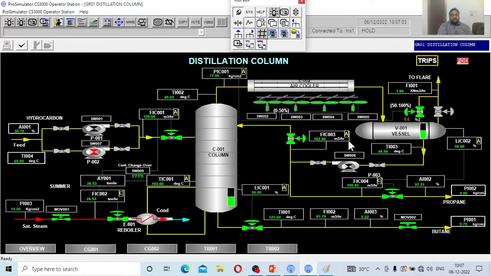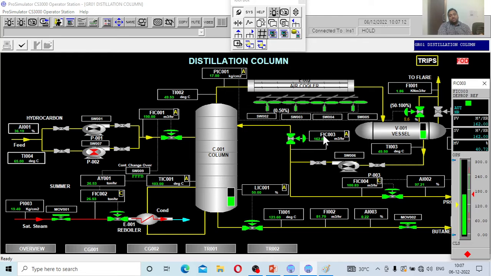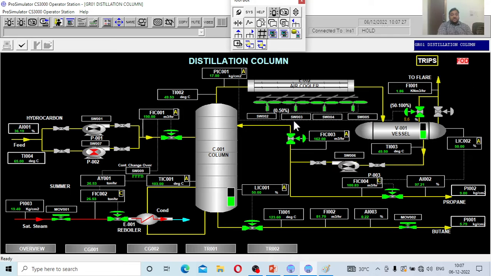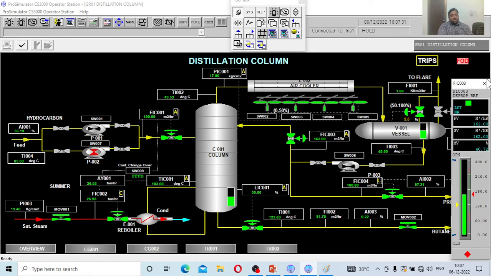Okay, and this is very simple. You can see the reflux. The reflux drum is not connected to anything else. It is simply how much reflux you want to send. You can simply control it. Presently the reflux is going at 162 meter cube per hour. If you want to increase the reflux, you just give a higher set value, and accordingly the reflux is going to rise. Okay, it is a simple flow controller.